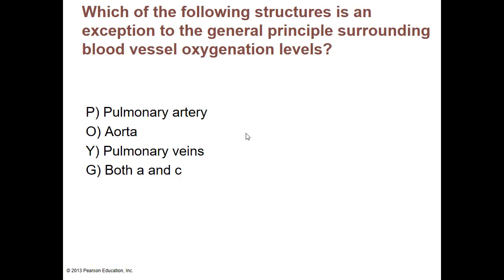Which of the following structures is an exception in the general principle surrounding blood vessel oxygenation levels? Well, let's see if you guess, and then I'm going to explain it. And of course, I can't click. I should have changed my A and C to pink and yellow. Figure it out. It is the green.